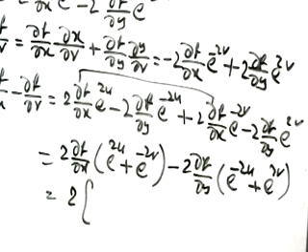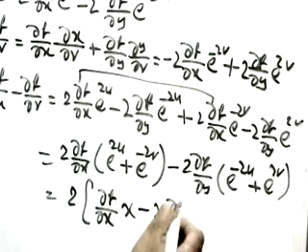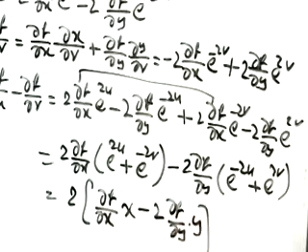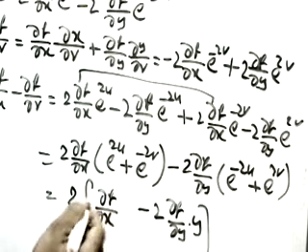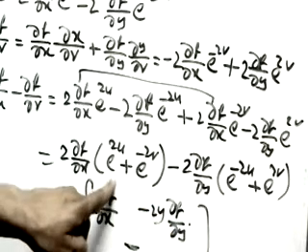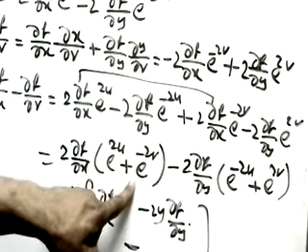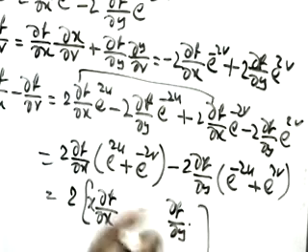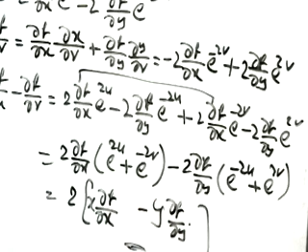Now the last step, you take 2 common from both: 2 into ∂f/∂x, but this is given in the question as x, so this is x, minus 2 ∂f/∂y, and this is given as y, so into y. We got this value, the question gives it as x, so I wrote x here, and this value is y. 2 also we have taken common, now left with only y. So this is the answer.